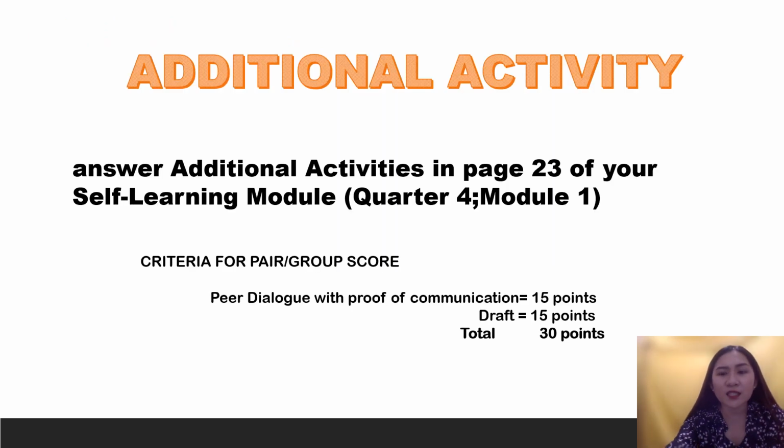Okay, these additional activities are given to those students who were very quick in answering the previous activity so that there will be no dull moment on your part. Now, you have an option here to answer the additional activities on page 23 alone, or if you want to, do it by pair or in teams of 3 to 4 only. Do not have more than 4.